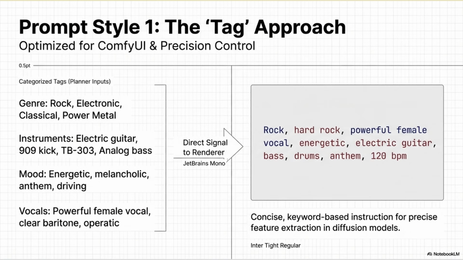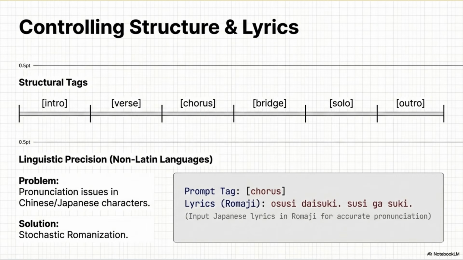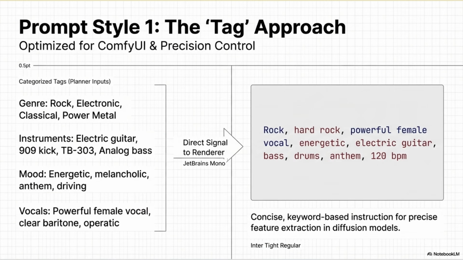According to the ACE-Step official documentation and community discussions, the rules for writing prompts are relatively flexible, but following a certain structure can significantly improve generation quality. First, you need to understand that the prompt has two parts. One is the musical style description, and the second is the lyric content. When describing the music, you must include these 5 dimensions: genre, instrument, mood, tempo, and vocal style. There are 2 writing formats, tag style and narrative style.